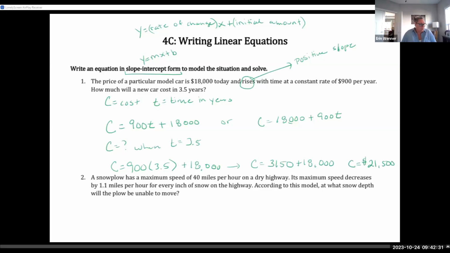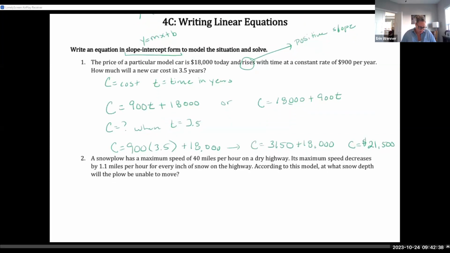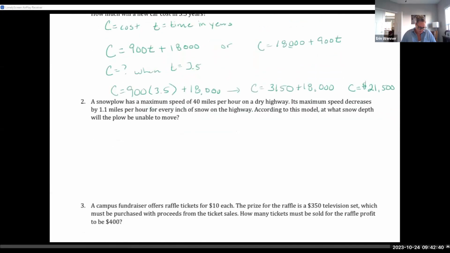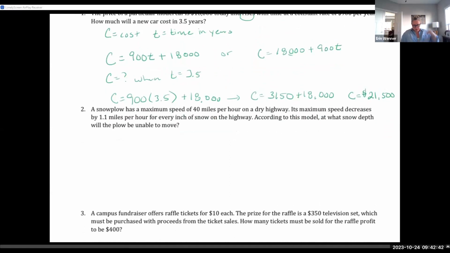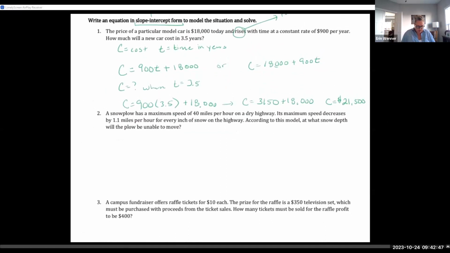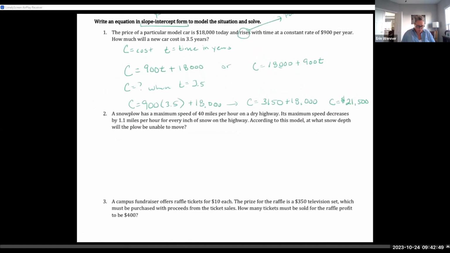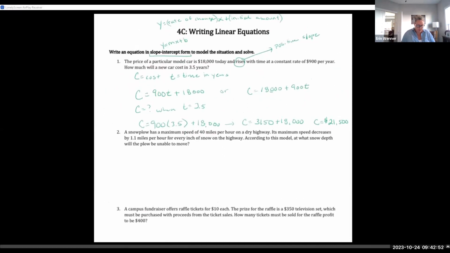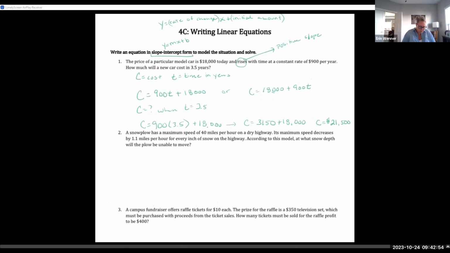So I want you to use what we did there, and I want you to try number 3. We're going to come back to number 2 because that's kind of a weird wording, but I want you to think about how we wrote that out in number 1. Let me make sure we have all of that stuff showing. And I want you to try number 3. With number 3, I want you to send me your equation first, then your answer.